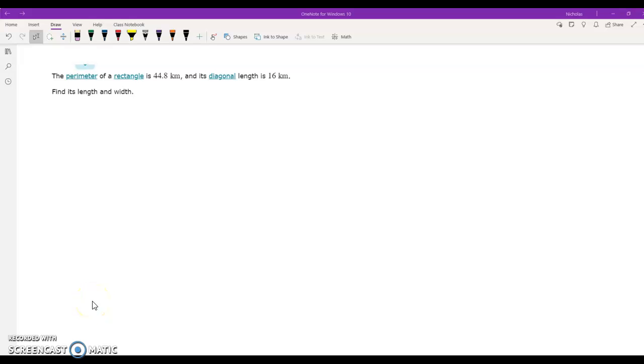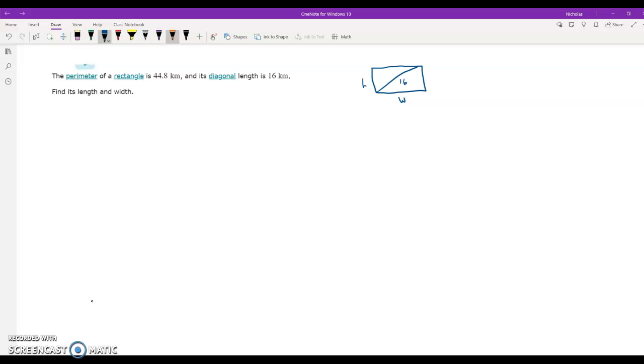So in this problem, this is one of the more difficult ones in this section for Unit 14, but we should be fairly familiar with the formulas, but let's just familiarize ourselves with the two formulas that we're going to need. So they tell us that a diagonal of this rectangle is 16 kilometers. And it also tells us, so we remember this is the length and the width, okay? And it also tells us that the perimeter is 44.8 kilometers.